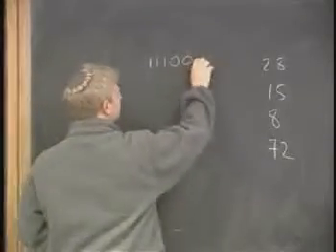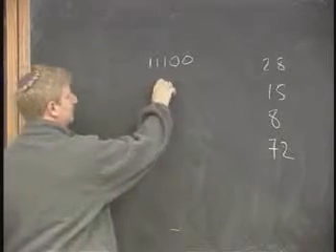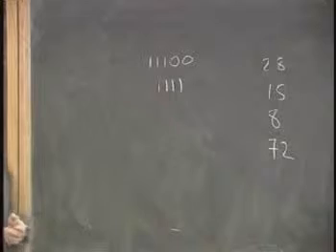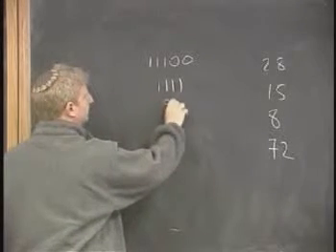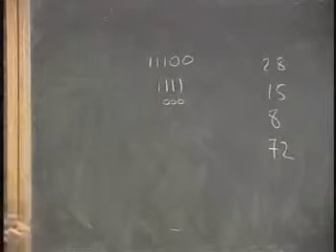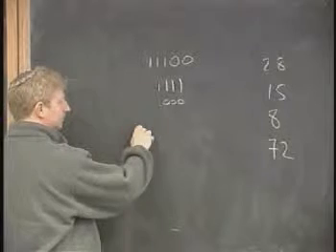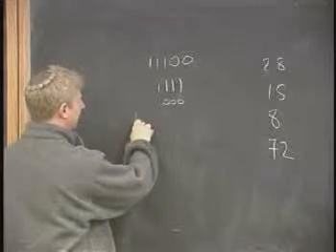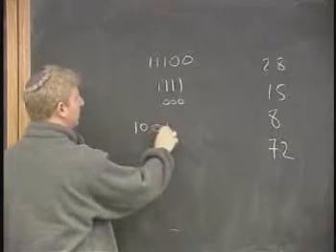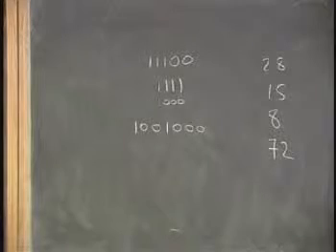One more 0? No. That's it? Okay. 15. 8. 72. 64? No 32. No 16. 8. No 4s. No 2s. No 1. Okay. You write all the numbers in binary.